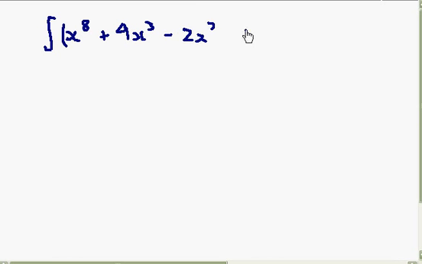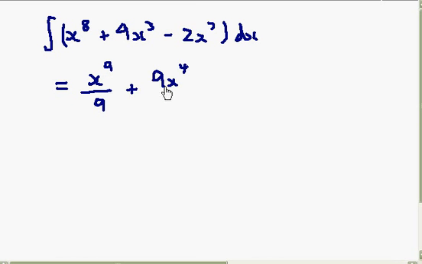Okay, let's move on to integration. Now we're going to start off with something simple. So back to core 1 for a moment, and let's make sure that we remember the principle. So let's have, I don't know, plus 9x to the 3 take away 2x to the 7 dx. Okay, confronted with this problem, so integrate x to the 8, I add 1 to the power and divide by the new power.